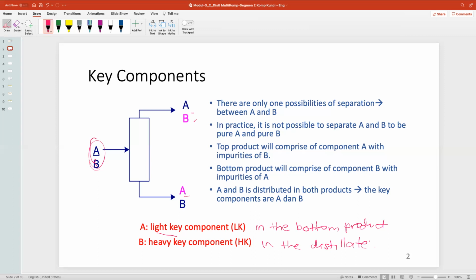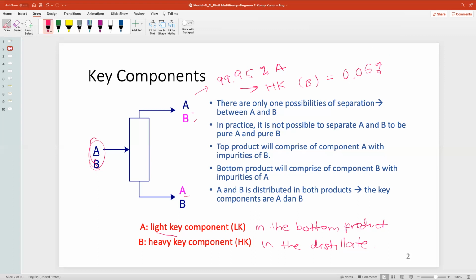Okay, so usually we check the requirement in the problem that is assigned: how much of the light key component or how much of the heavy key component we want in the process. For example, I want a product which comprises 99.95% of A, so it is locked that the heavy component, which is B, in the distillate should be 0.05%. We have to lock them because it's a key component, should be 0.05% or maybe less than that.